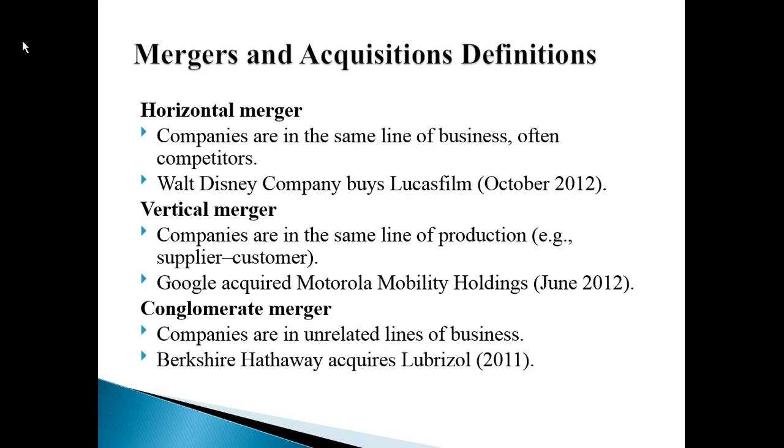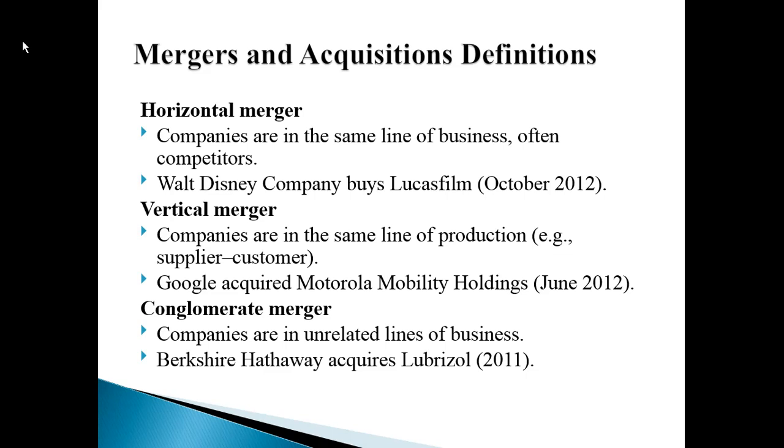And then we move on to horizontal mergers, vertical mergers, or conglomerate mergers. So a horizontal merger is companies in the same line of business, often competitors. Okay, so it's when two, let's say, grocery stores, they merge and form one company. Okay. So these are companies in the same line of business. This is called a horizontal merger.